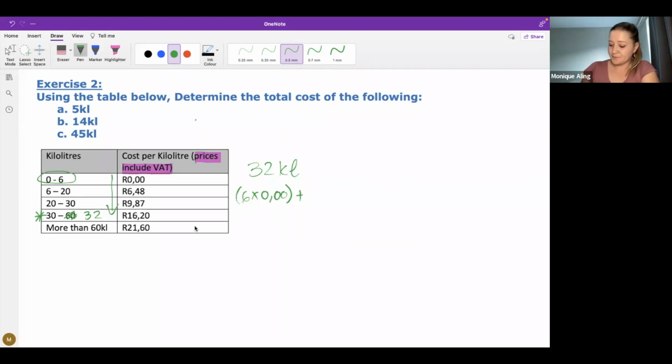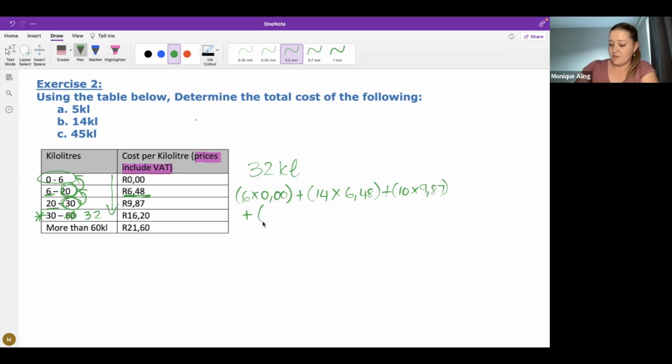Then we look at the next range. The next range goes up to 20, but we've already been charged for 6. So we always say 20 minus what we've been charged for already, which is 6. So 20 minus 6 is 14. The next one would be 14 times the price of that range, which is 6,48. Plus, we look at the next range, it goes up to 30. But you can see this range starts at 20 because we've already been charged for 20. So we say 30 minus the 20 we've been charged for, which is 10. That's why we say 10 in the brackets times the price.